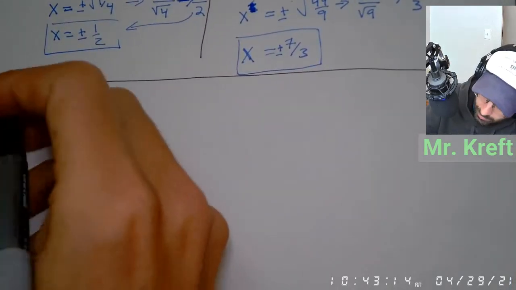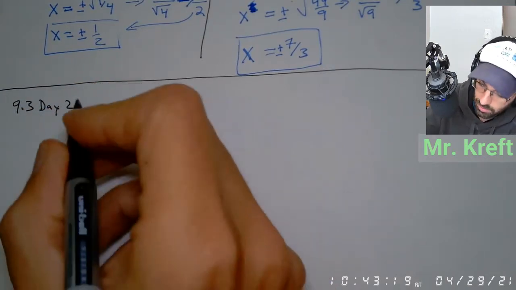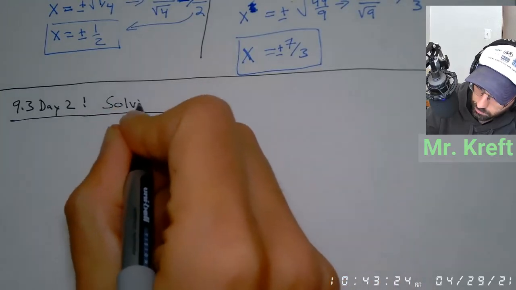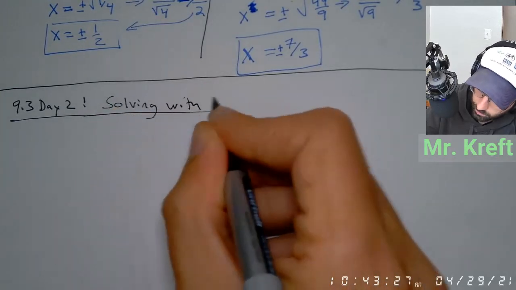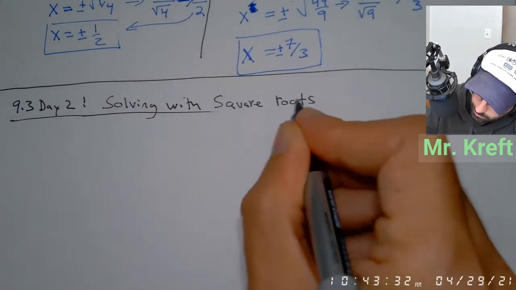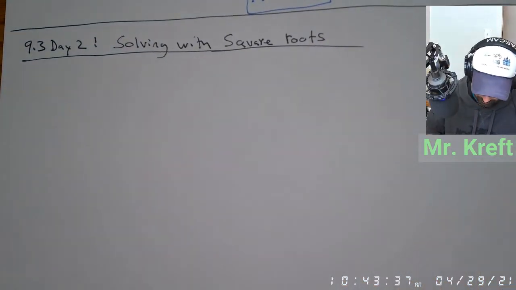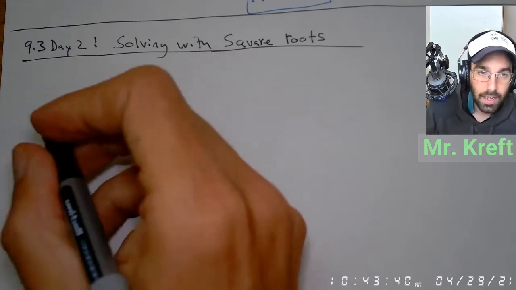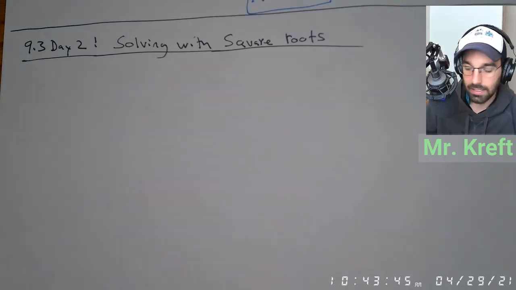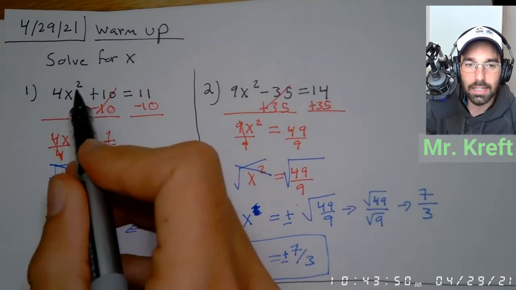So we are doing, again, if you're following along in the book or just keeping organized like you should, 9.3 day 2, and we're still going to be solving with square roots. But this time, we're going to have a little bit more difficult problem. We're going to have something inside our function. So right now, everything has been outside. And when I say outside the function, the 4 is outside of the x squared.